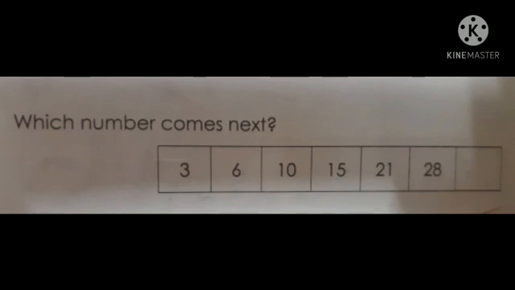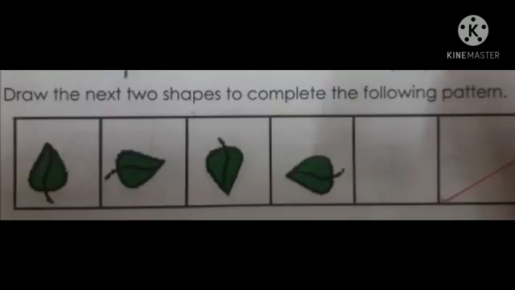15 and 21 is 6. The difference between 21 and 28 is 7. So what will come next? Yes, we will count forward after 28, 8 times. So the answer is 36. Now students, moving on to the next.